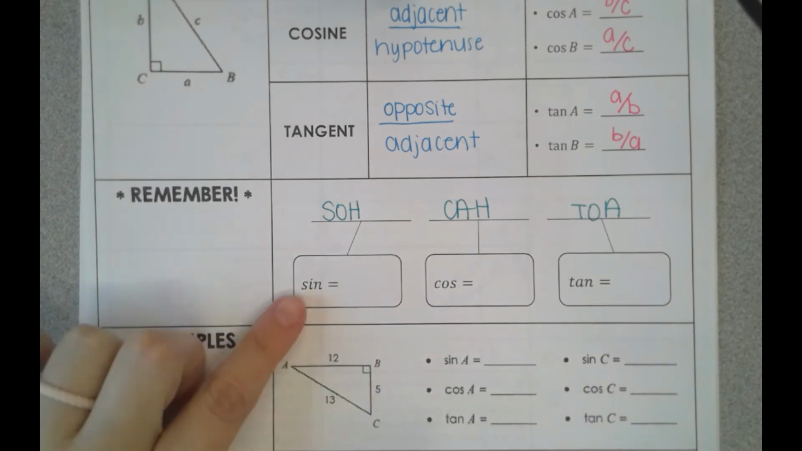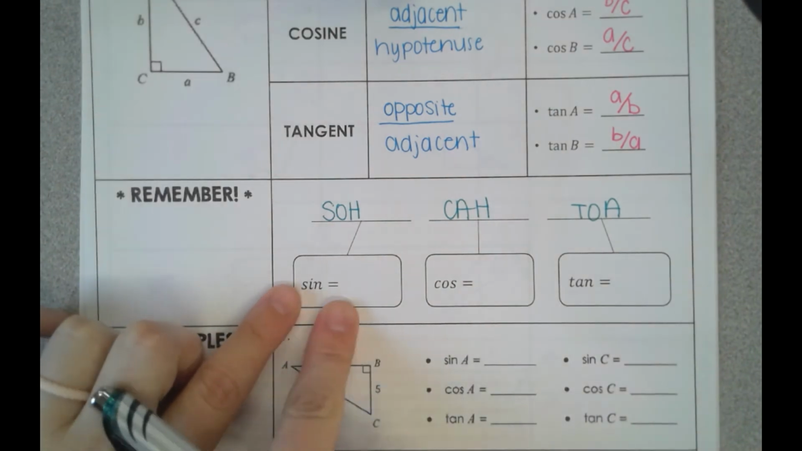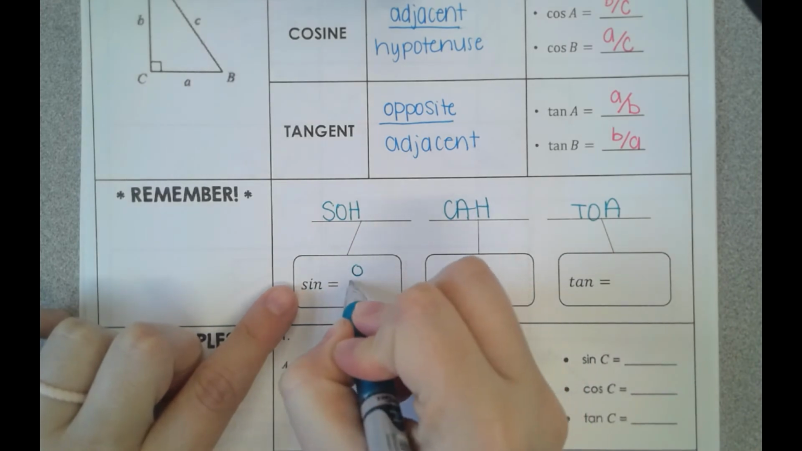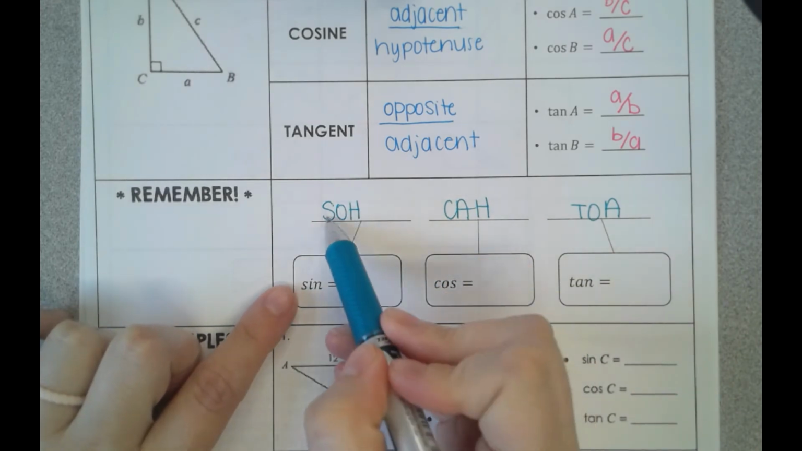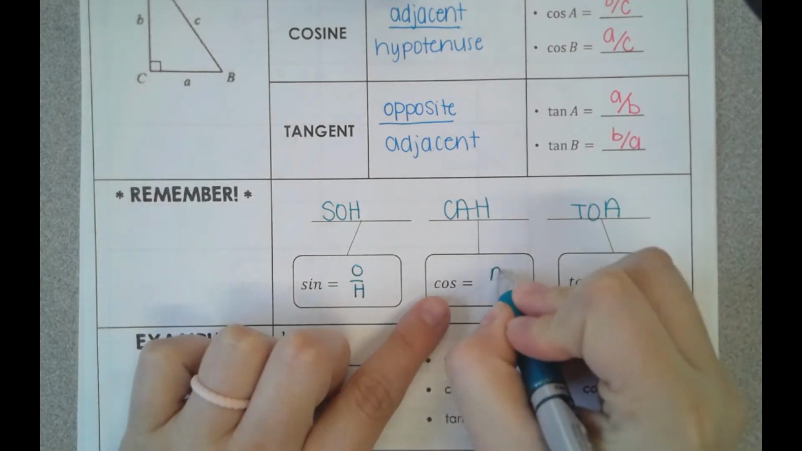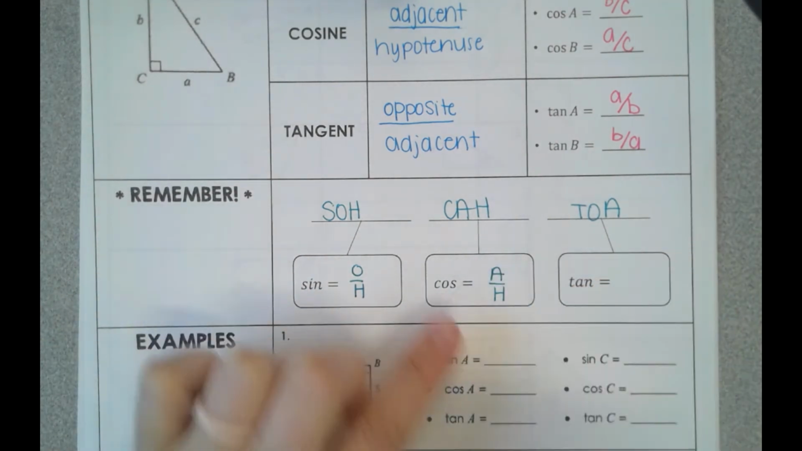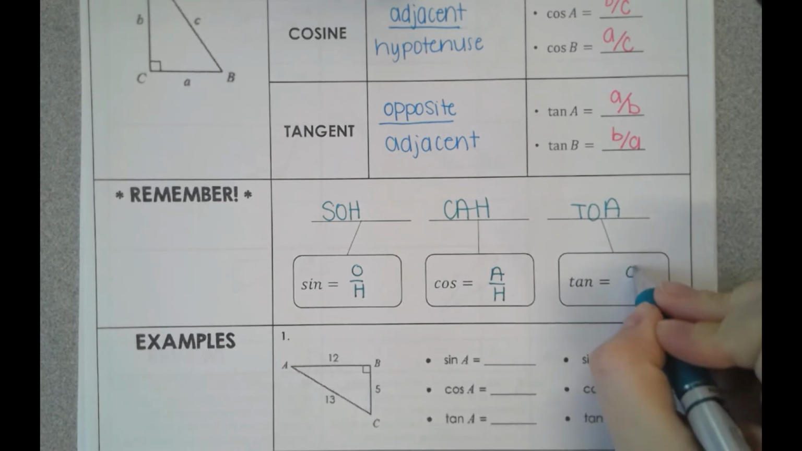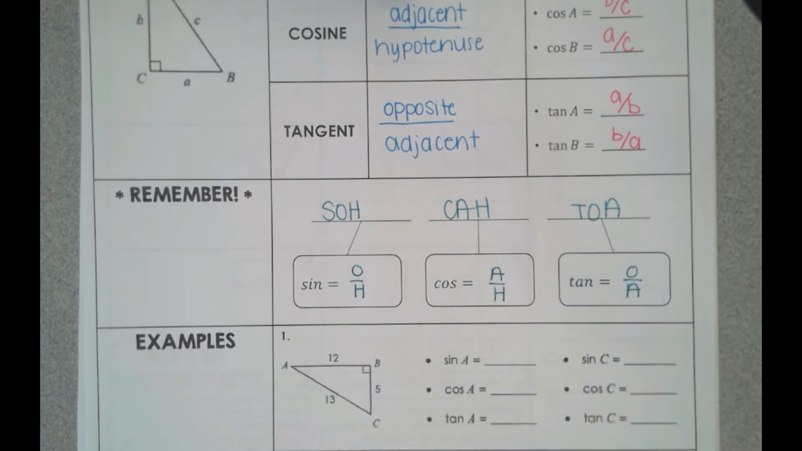And so that helps us because sine is O over H. So it's S-O-H, sine O over H. And then cosine is A over H. And tangent is O over A. So that's where those letters come in.